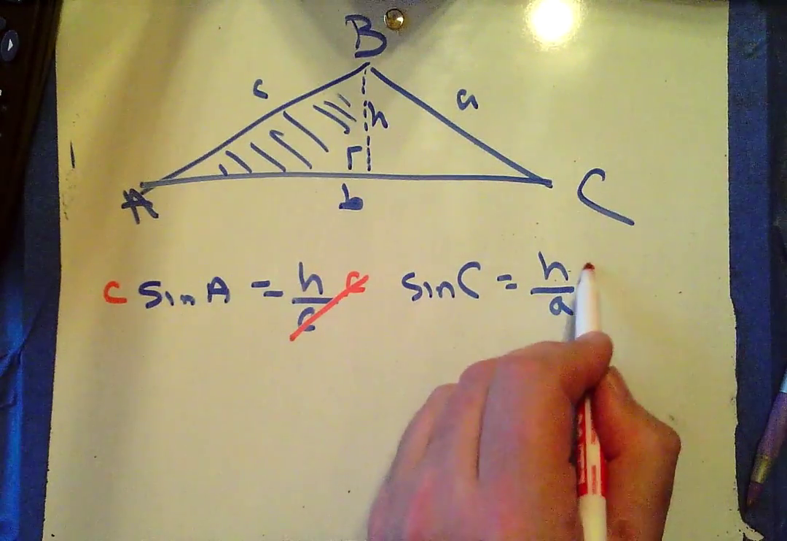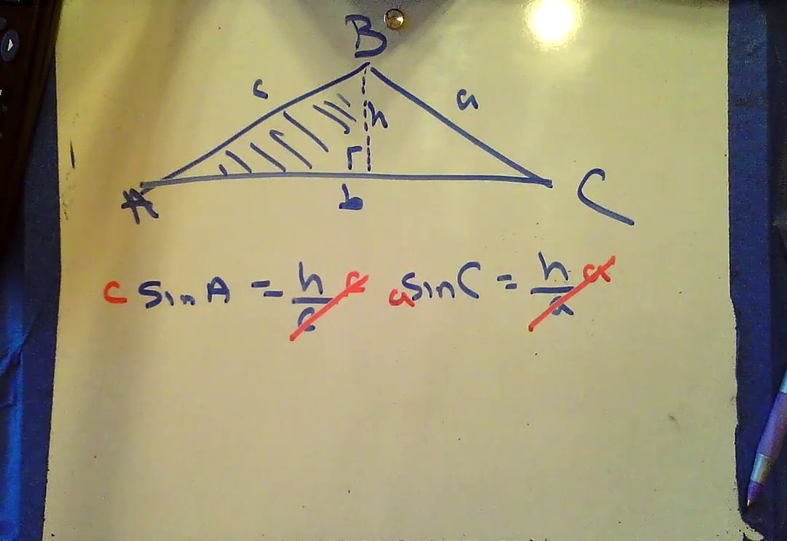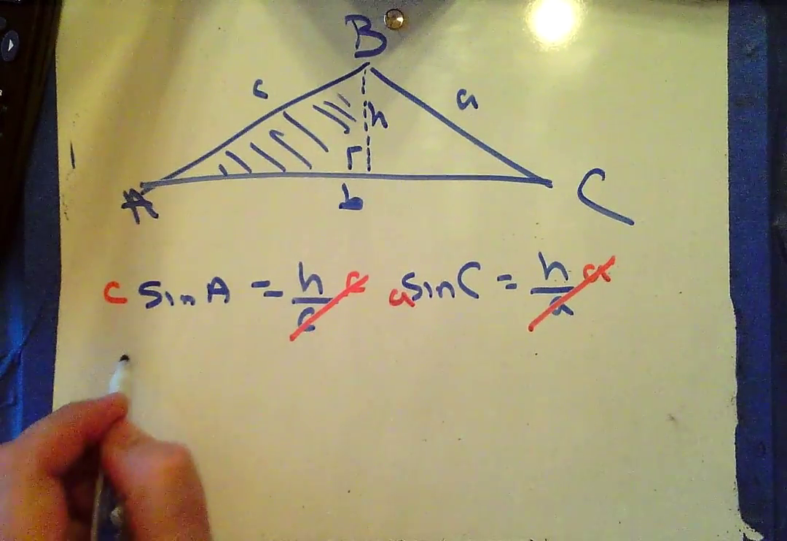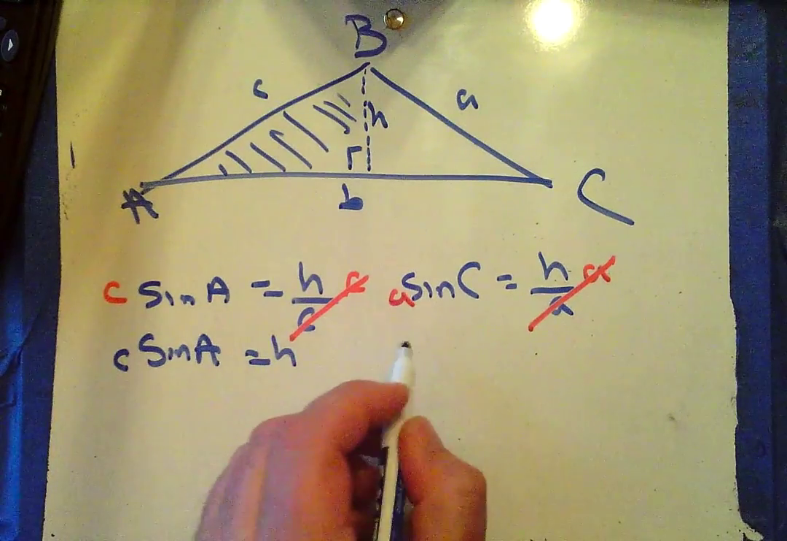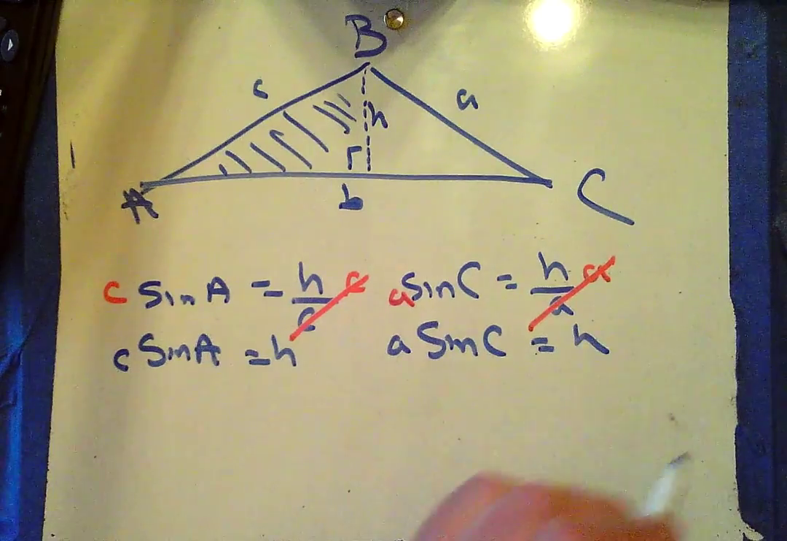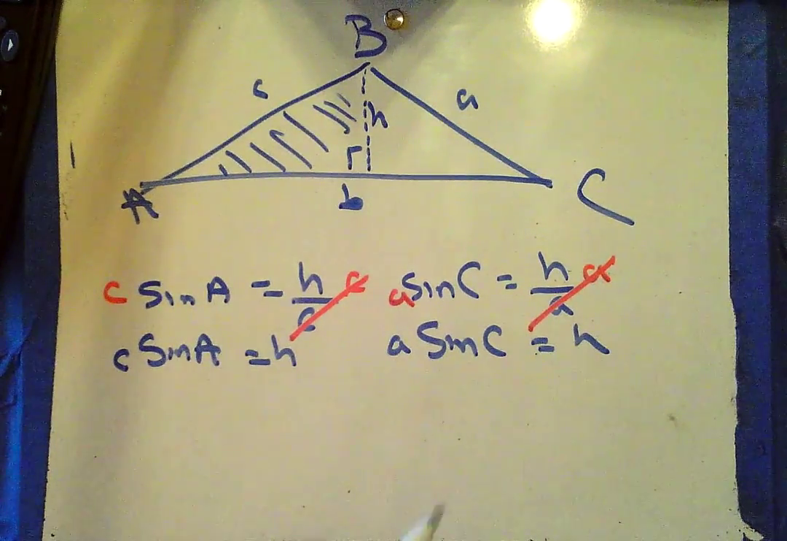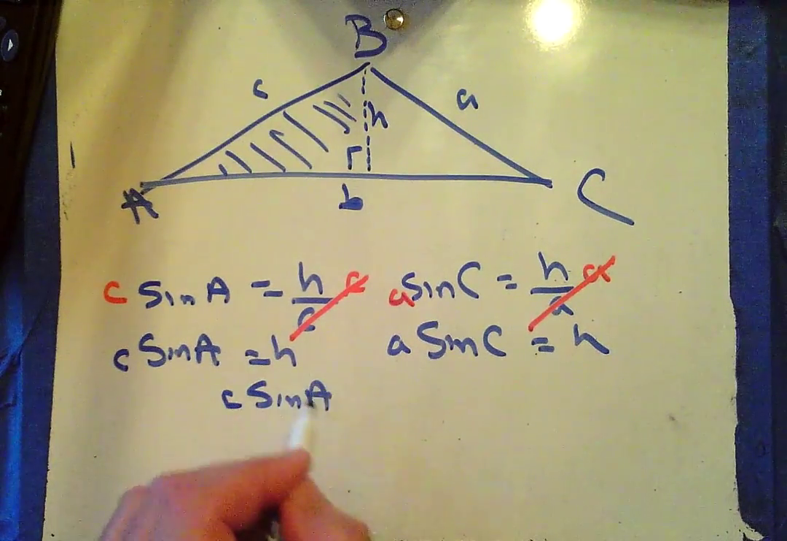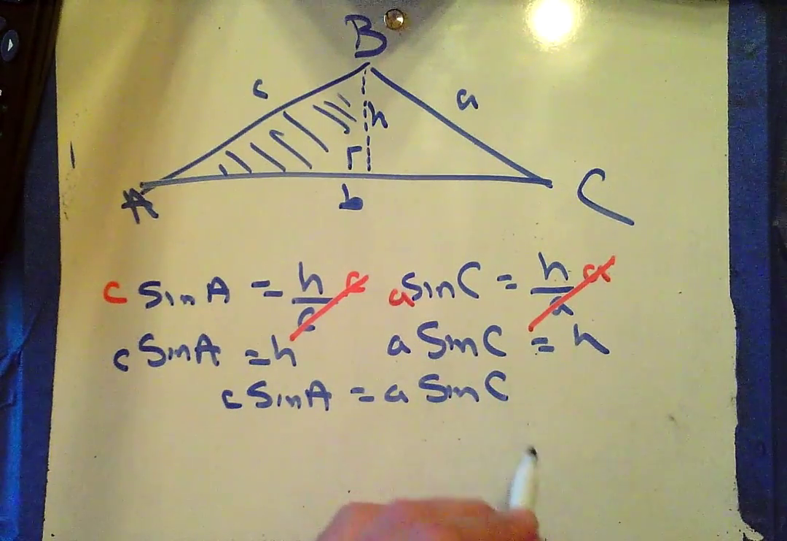And to do that here, I'm going to multiply both sides by h. So I know that c sine A equals h, and a sine C equals h. And since both of these are equal to h, I can set both of these things equal to each other. And so I can say c sine A equals a sine C.